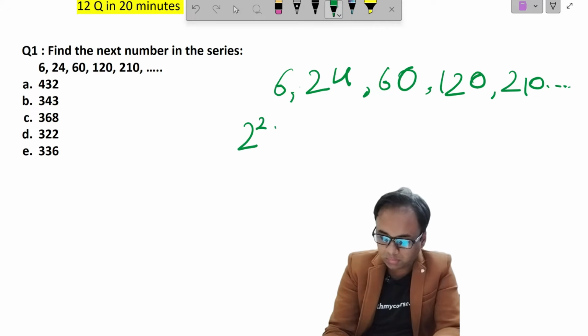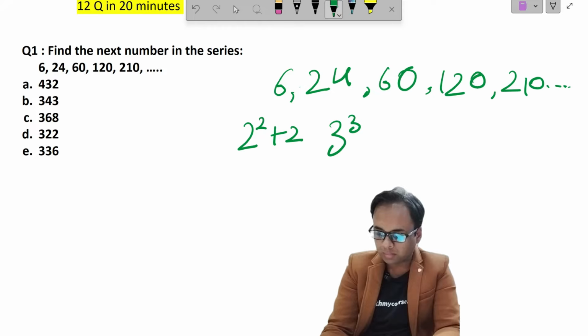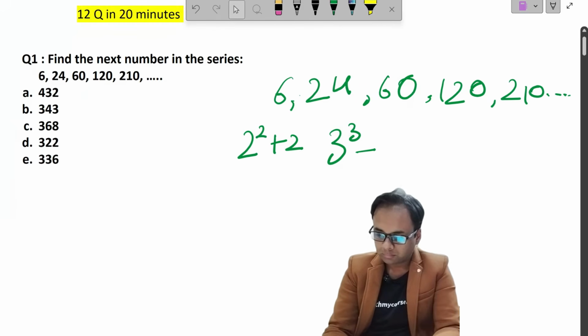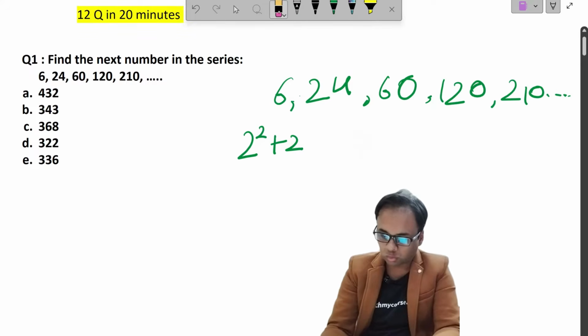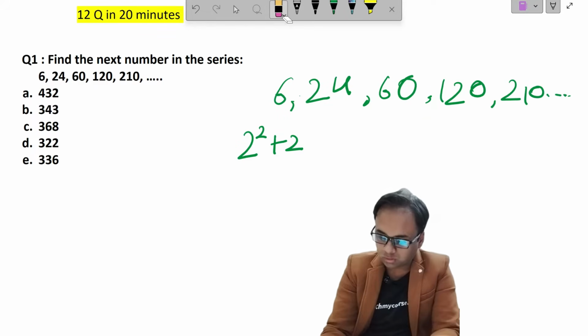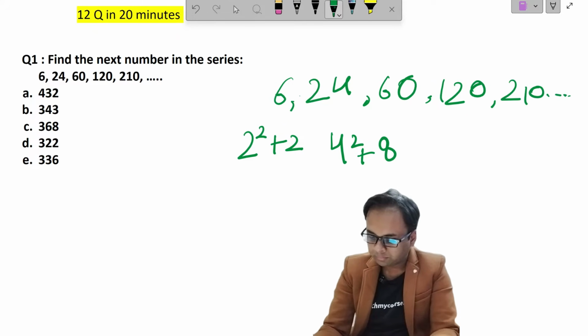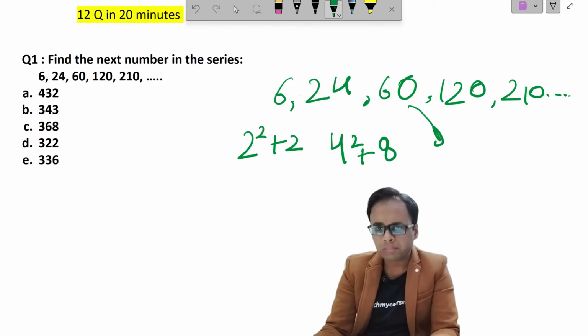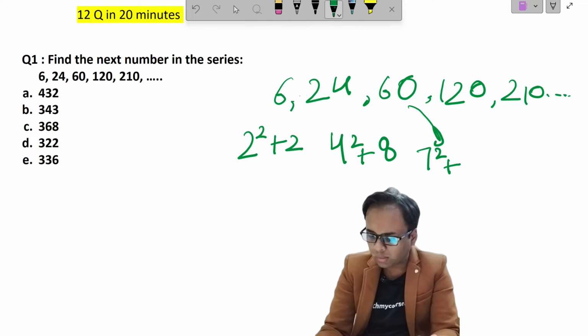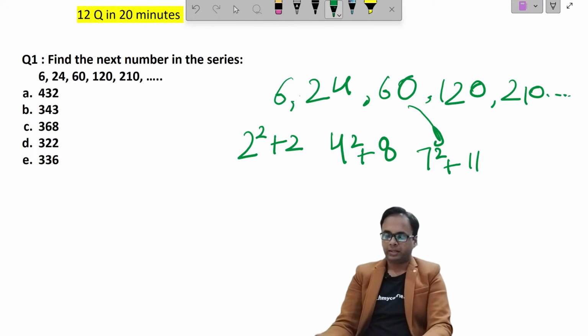Like 6 can be expressed as 2 square plus 2, and 24 can be expressed as 3 cube minus 3. Sorry, I'm talking about the square series. So which is the nearest square to 24? We can say it is 4 square, which is 16, plus 8. And can we express 120 as maybe 7 square plus 11, which is 49 plus 11? But we are still not getting any sort of pattern. So now what will we try?